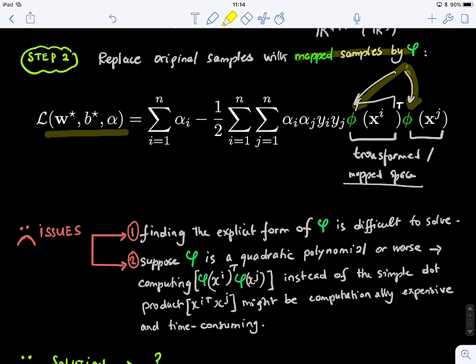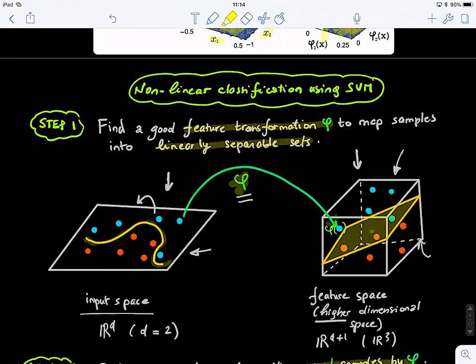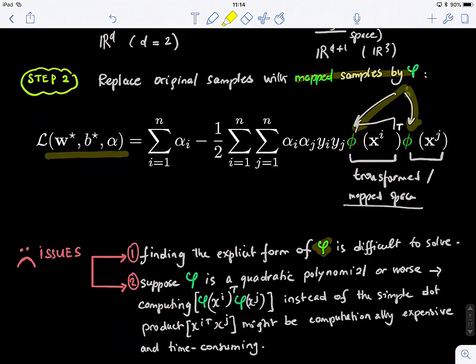So first is, how can we find phi? Finding the explicit form of phi, or the best phi that will enable this transformation, is not very straightforward. Computing it so we can define the dot product between them is not straightforward. Can we use, for example, a Gaussian function, or a polynomial? We don't know what phi looks like. So there is a big search space and we don't know where to start generally. So it's very difficult to find the explicit form of phi, the transformation function.